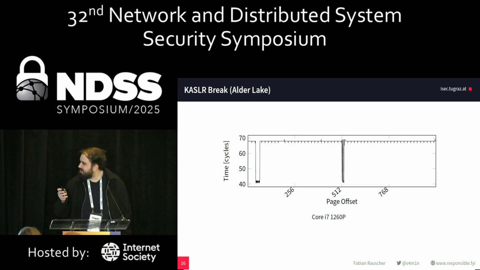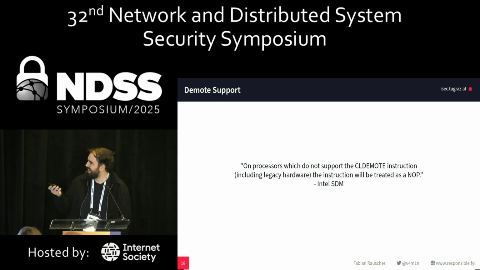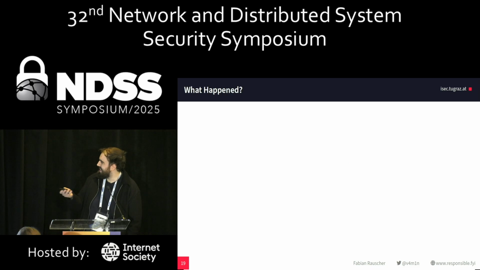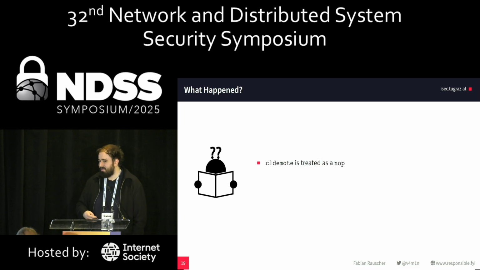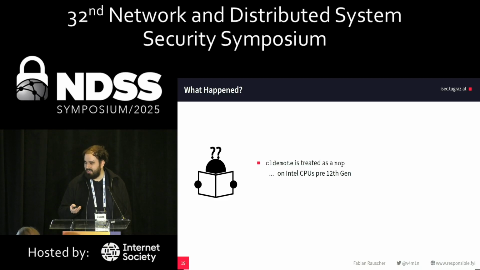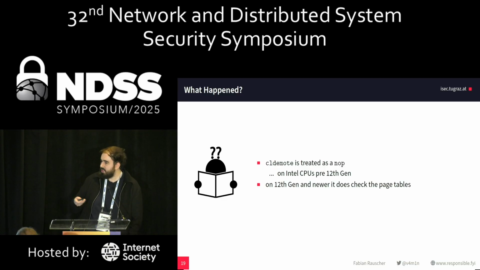This is an Intel Core i7, and this is a desktop CPU that doesn't support the instruction. But the attack still works. You can still break KASLR. And Intel claims that if this is not a supported instruction, it should be treated as a NOP. And apparently, Demote is treated as a NOP, like it does nothing important. On pre-12th gen Intel CPUs, it also does nothing. But on more modern CPUs, it actually does the TLB lookup, but nothing else.